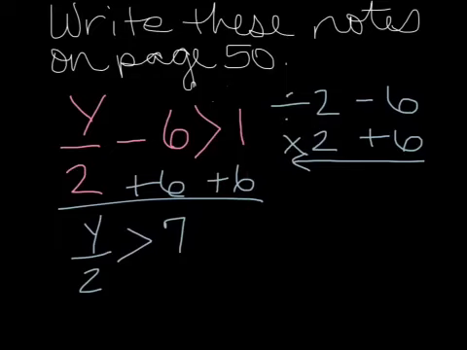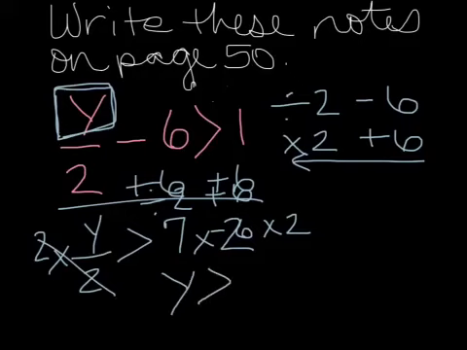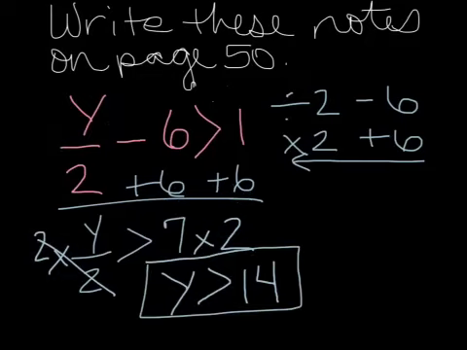Okay, and so now my next step is to multiply by 2. So I'm going to multiply by 2, multiply by 2. These cancel, so I get y is greater than 14. Now, I did not flip my inequality or reverse my inequality because this 2 was not negative. So if I was going to graph this, it would be at 14, and it would go to an open circle to the right. Okay, so that's what it would look like graphed.